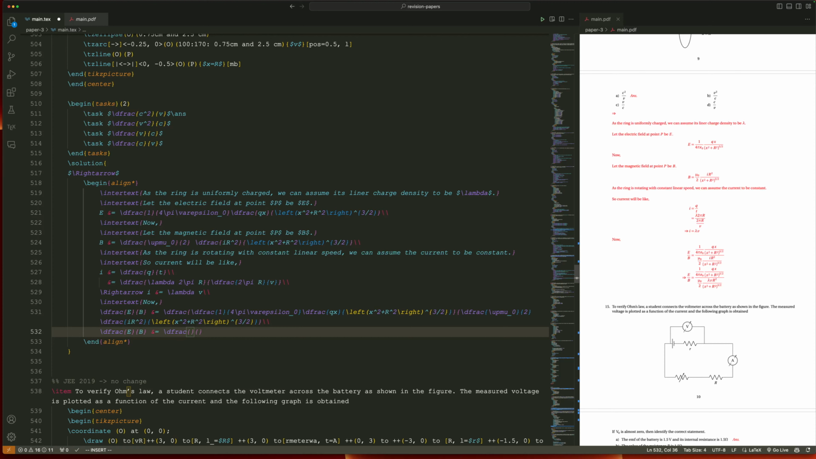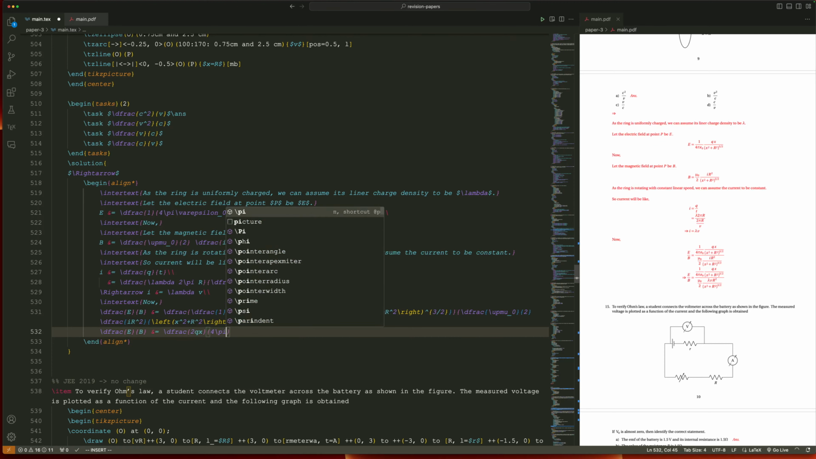So (x square plus r square) to the power 3 by 2 will get cancelled out, and we will have qx, and then after it, yes, it will be like 2qx. Yes, 2qx, and the downward part will get cancelled.